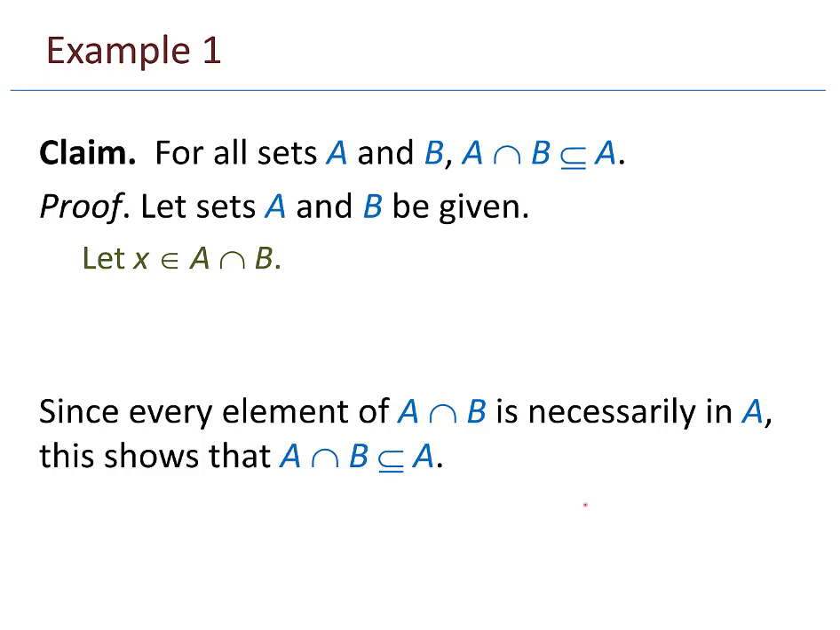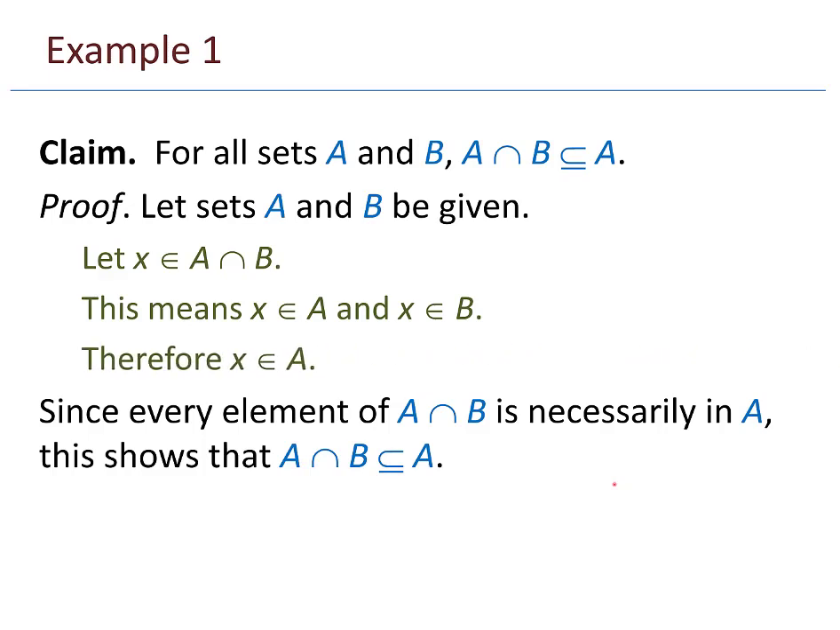Let X be an element of A intersect B. This means X is in A and X is in B. Oh, so in particular, therefore, X is in A. So I started off saying X was in A intersect B, and I ended up showing that X was in A. Since every element of A intersect B is necessarily in A, this shows that A intersect B is contained in A. Very good.